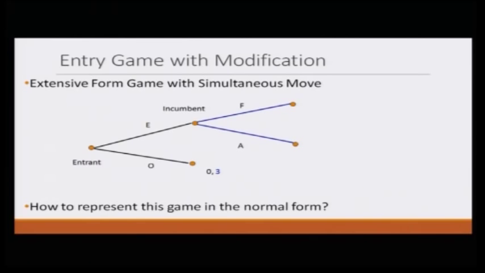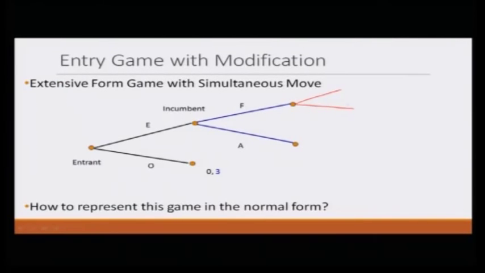So, what is happening now? After the entrant decides to enter, incumbent and entrant both are simultaneously deciding whether to fight or accommodate each other. We have already seen how to represent the prisoner's dilemma in a game tree. We can do that here. Here again, the entrant will get to move, either fight or accommodate, and here also fight or accommodate. And we have to put a dotted line because the entrant does not know whether the incumbent has decided to fight or accommodate. So, this is the way we can represent an extensive form game with simultaneous move.